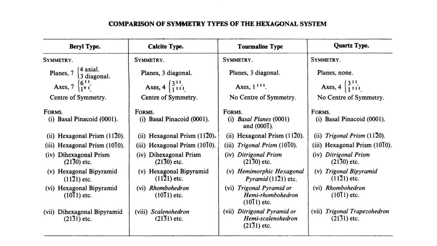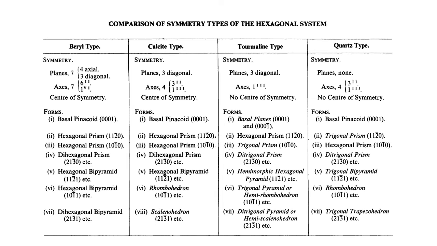hexagonal prism with 1 0 1 bar 0 and hexagonal prism with 1 1 2 bar 0. Dihexagonal prism, hexagonal bipyramid, hexagonal bipyramid with different notations. For example, hexagonal bipyramids with 1 1 2 bar 1 and hexagonal bipyramids with 1 0 1 bar 1. Dihexagonal bipyramids with the symbol 2 1 3 bar 1, etc.